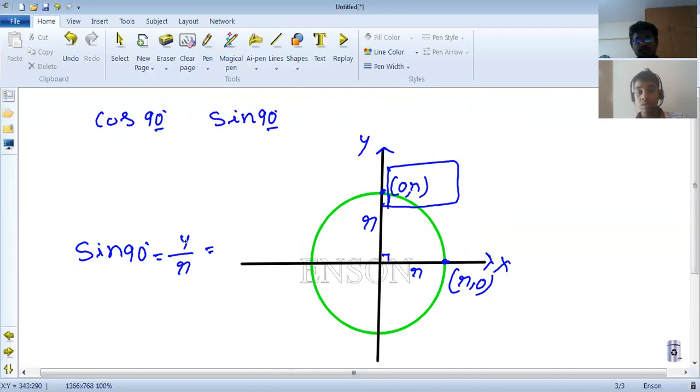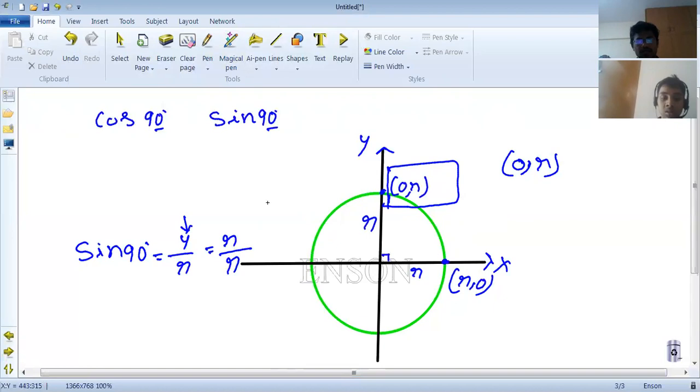So here it is y by r, right? What is the y coordinate value in this point? I'm asking in this point, 0 comma r, the y coordinate is how much? Either 0 or r. The y is r. So you will get r by r, which will be 1. So sine 90 is equal to 1.